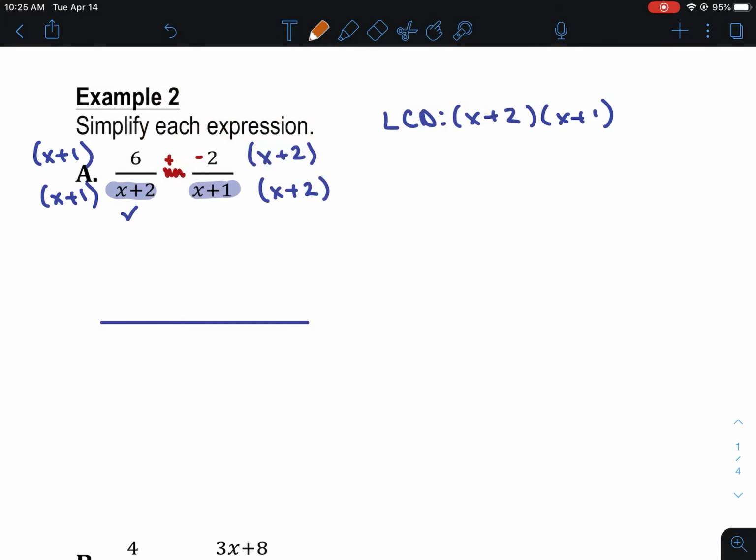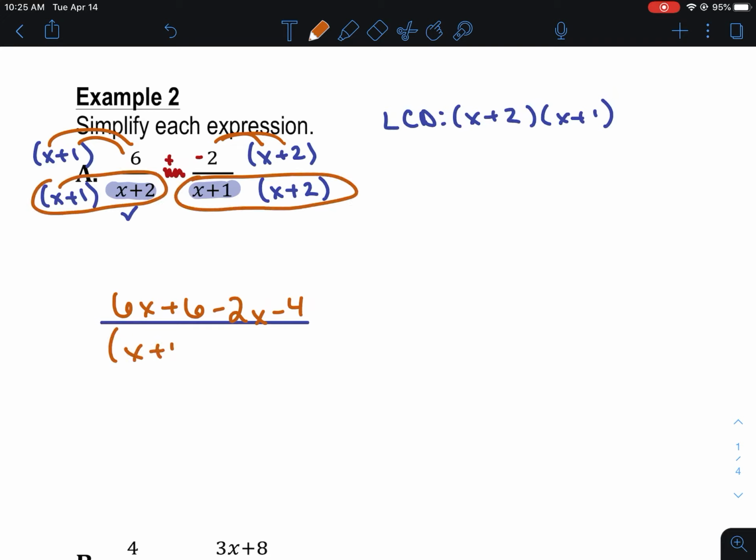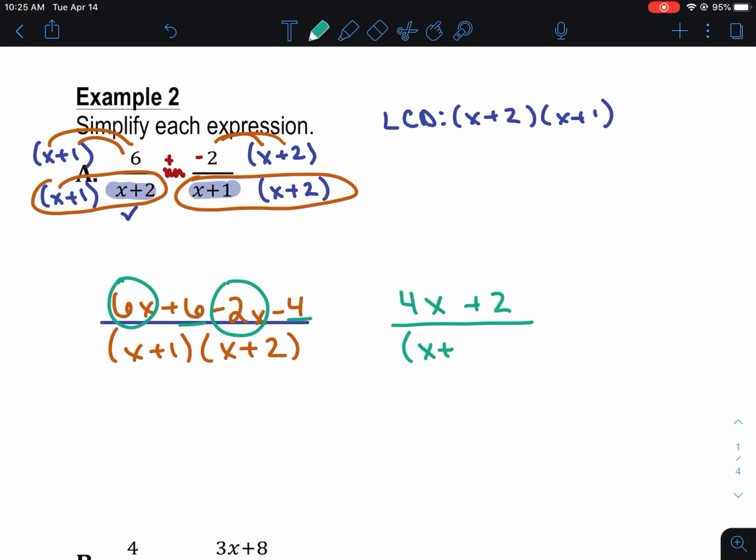All right, and then I'm going to go ahead and distribute. I get 6x plus 6. That negative 2 gives me negative 2x minus 4. And my denominator, the bottom, is going to be x plus 1 times x plus 2. My like terms, I have 4x plus 2. And there's my final answer.